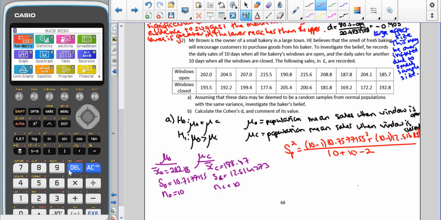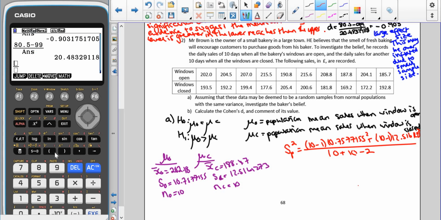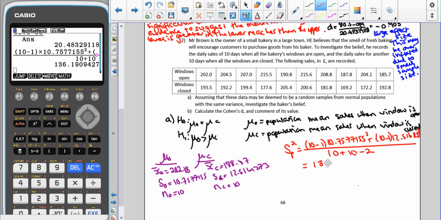So back into the normal part of our calculator, we have 10 minus 1 times 10.7577155 squared plus 10 minus 1 times 12.516123 squared, divided by 10 plus 10 minus 2, which gives us 136.1909427.